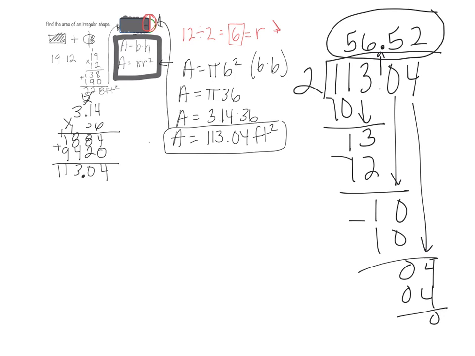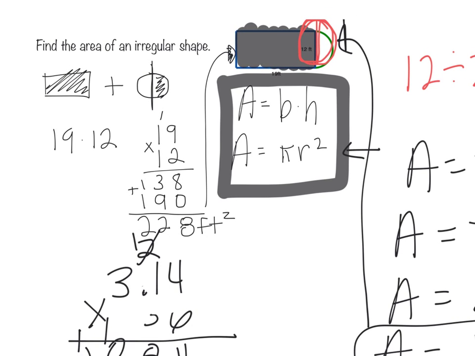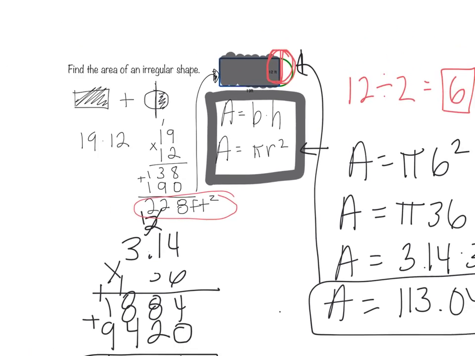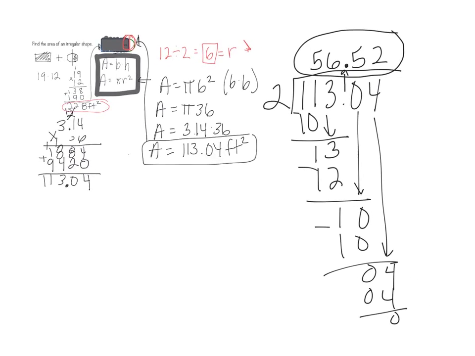Let's think back. This gives me half of the area of the circle. Am I done yet? No, no. I have to go back and think about where I started. I started by finding the area of the rectangle. If we go back and remember, it was 228 feet squared. And now I need to add that to what I just found with the area of half of my circle over here, 56.52. So let's take those two values and add them up.